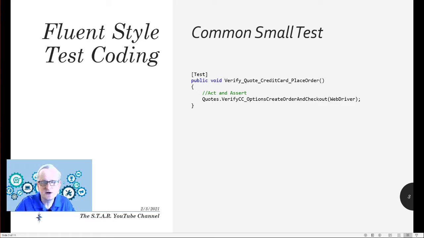Here's an example of a common small test. This one is much too simple. You've got just a single line of code, and you really can't tell what this test is doing. How is it navigating through the application and validating that the application is behaving correctly?